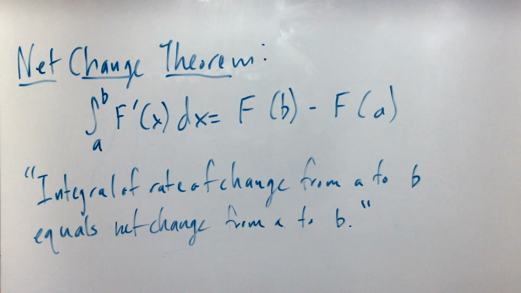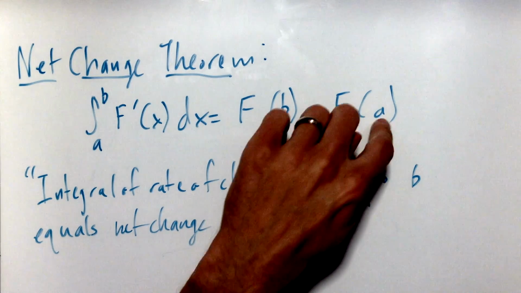So again, it's explaining integration and differentiation as inverse processes. But really this has more of an applied sort of interpretation. If capital F represents some sort of quantity which changes over time or over distance or with respect to some other variable, then the net change theorem gives us a way of evaluating how much the quantity changes if we change the variable from A to B.